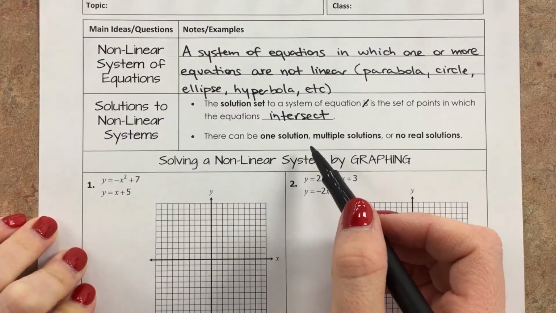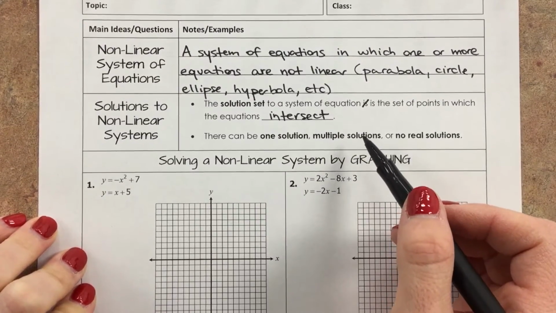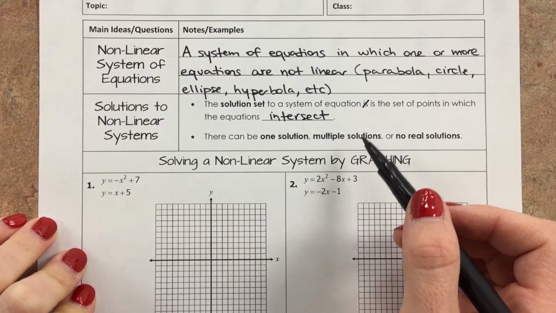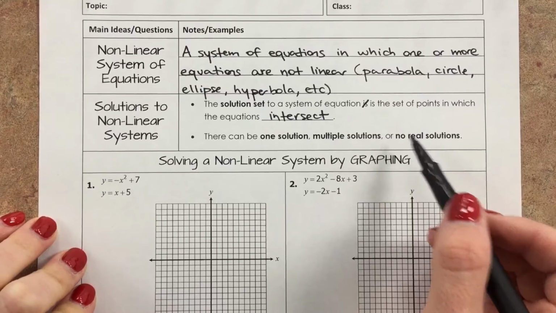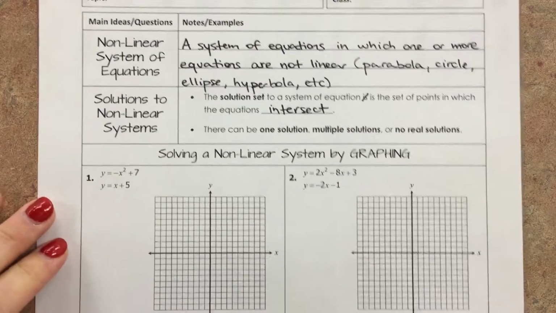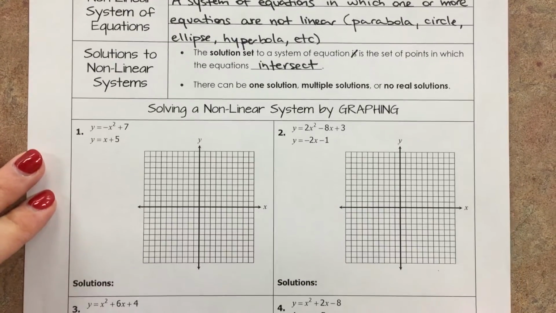So if they intersect exactly once, they might intersect in 2, 3, or 4 different points, depending on the shape of the graph, or they might never ever cross each other, and that means there are no real solutions. So that is what we are going to be looking at in today's lesson.